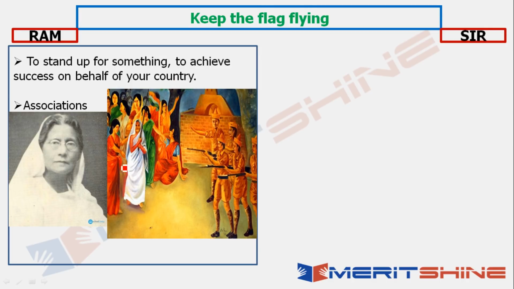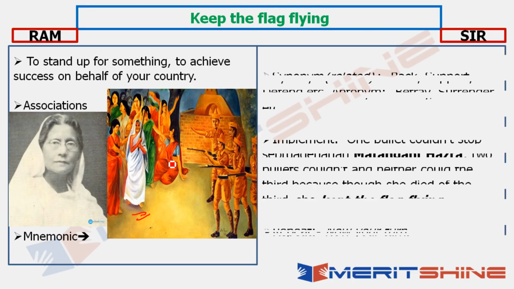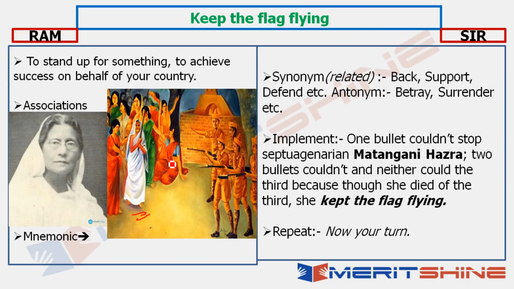This is the actual photo and this is the artist impression. Now, I'll tell you the story. Let me give you the synonyms and the implementation. Keep the flag flying means to back, to support, to defend. Antonym, to betray, surrender. Before I go into implementation, let me give you the story. Hailing from Midnapur, a district of Bengal, she was widowed at the very small age of 18. And from around 1905, when the Bengal partition happened, she started actively involving herself in the freedom struggle. She was a staunch follower of Mahatma Gandhi.